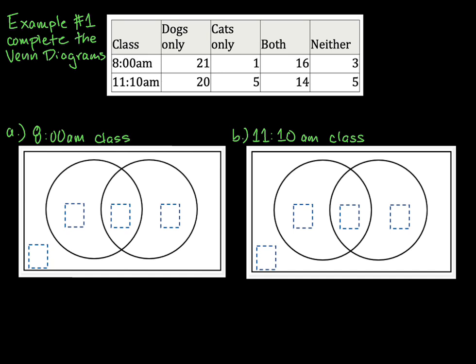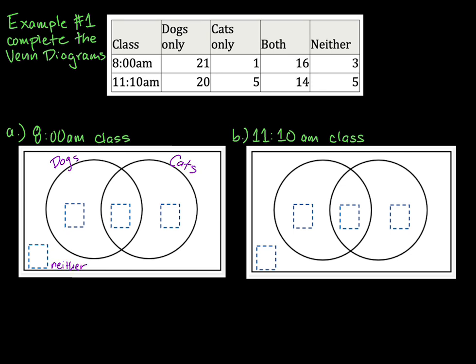Or not. And so I'll start by completing the 8 a.m. class. So the first thing I'm going to do is label my circles. This circle is going to be dogs, the set of people who have dogs, and this circle is going to be for the set of people who have cats. So then of course this number right here is for neither.